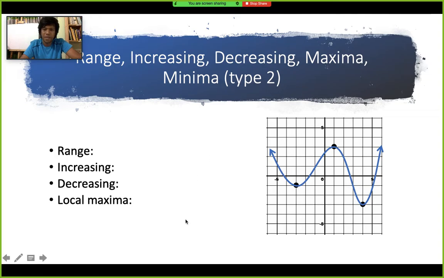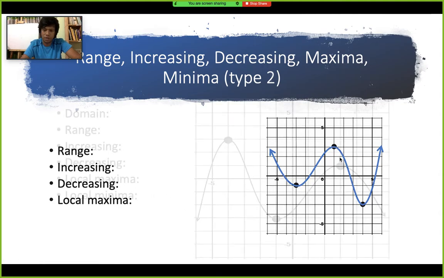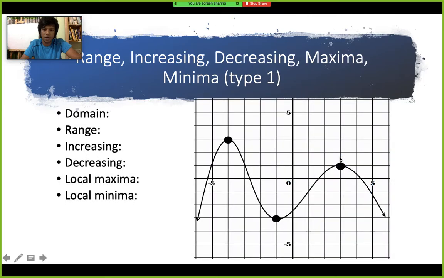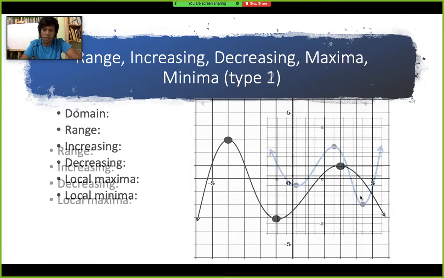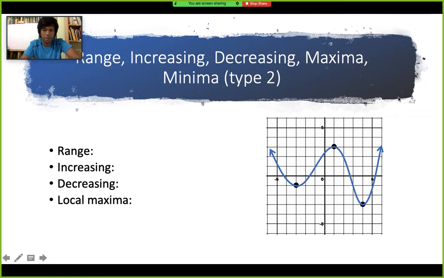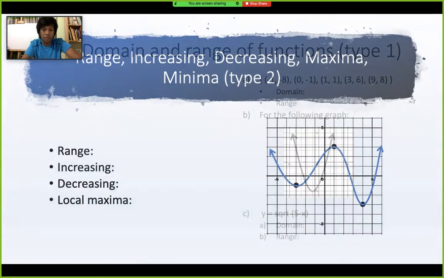Okay, this is type 2, and here also the graph is somewhat similar, but this graph is down opening, and this graph is actually up opening, going up. And from here also you have to find out range, increasing, decreasing, local maxima, minima, this kind of thing. Local maxima here in this case only.